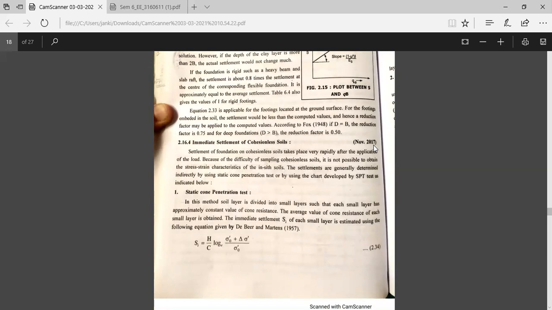Talking about immediate settlement of cohesive soils, the settlements of foundations on cohesive soils take place very rapidly after the application of the loads, right? Because of the difficulty of sampling cohesionless soils, it is not possible to obtain the stress-strain characteristics of the in situ soil, right? So the settlements are generally determined indirectly by using the static cone penetration test or by using the charts developed from the SPT test, as indicated below.